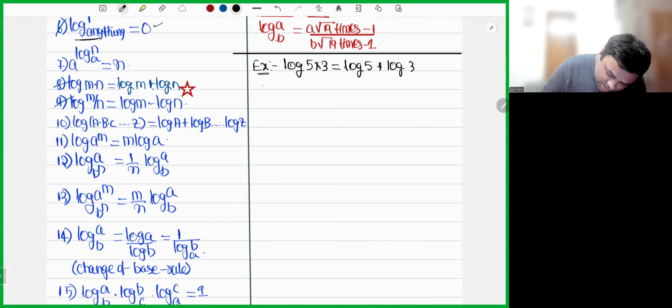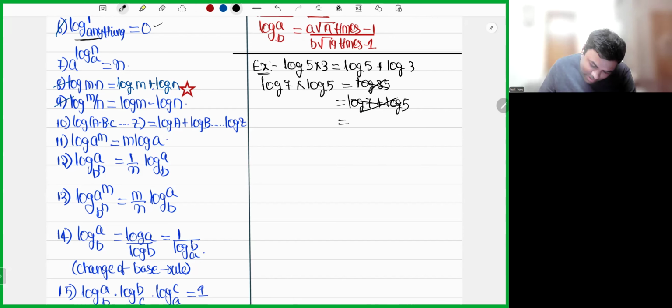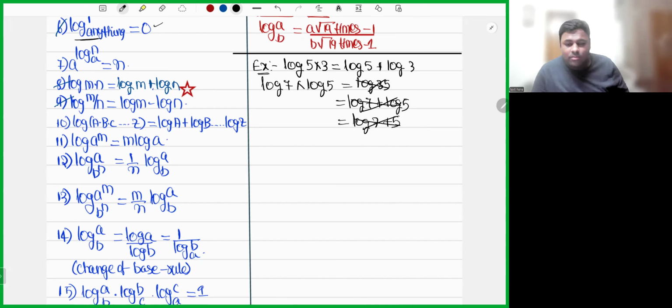Next, log 7 into log 5 is given. Can I write it as log 35? Nonsense, sir. You cannot write it. Or can I write it as log 7 plus log 5? No, sir, you cannot write it. Can I write it as log 7 plus 5? No, sir. Again, nonsense. Be careful.